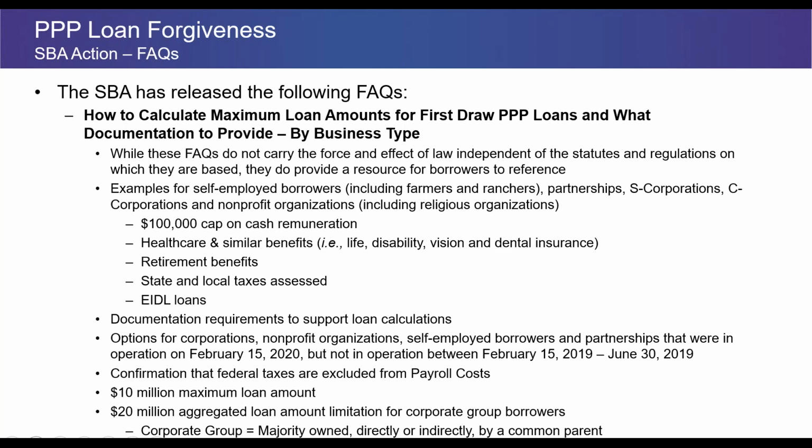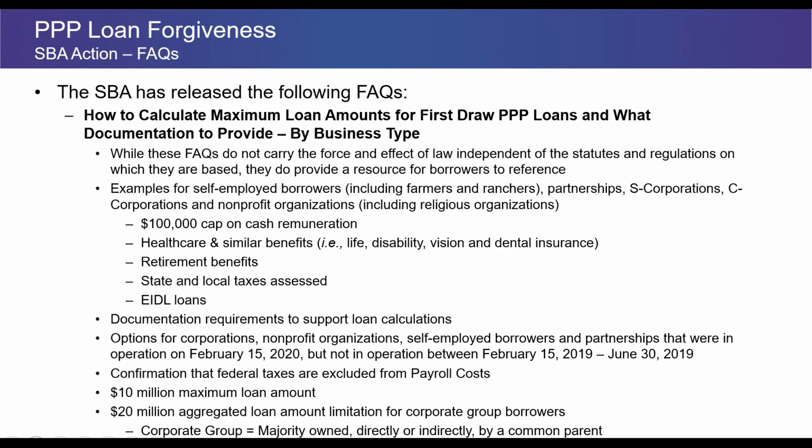There's also information about the documentation requirements in terms of what you're required to provide to the bank and what the SBA may be looking for. It covers options for businesses that were in operation on the 15th of February 2020, but perhaps not in operation the year before in terms of the measurement period, and again, how to calculate your loan amount.